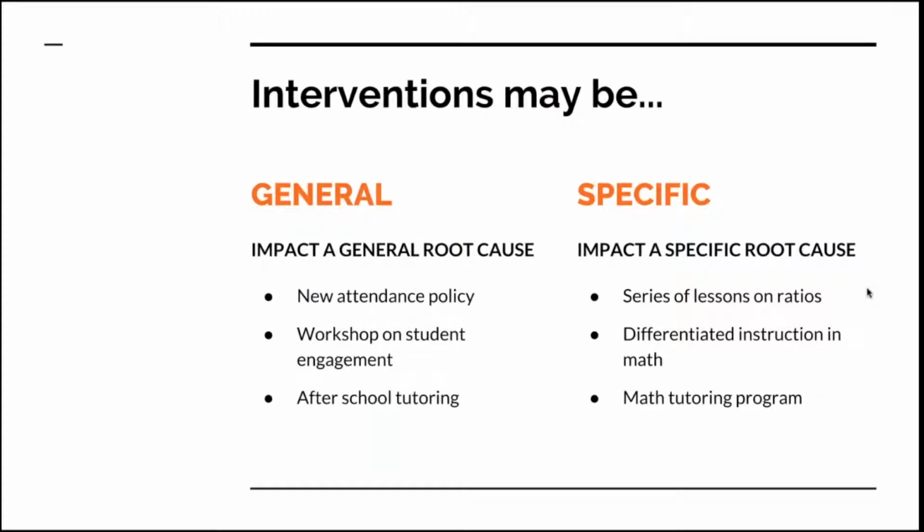The interventions can be two different kinds. They can be general, which can impact a general root cause. Remember, you had some general and specific root causes. Or it can be a very specific intervention to impact a specific root cause. So some examples of a general root cause that you might have is that you put an intervention in place of a new attendance policy if attendance is a problem. There might be a lack of student engagement that came out of your discussions, and so you're going to have a workshop on that. Or there might be a problem with kids not getting extra time, extra help is needed, so you might implement an after-school tutoring program.